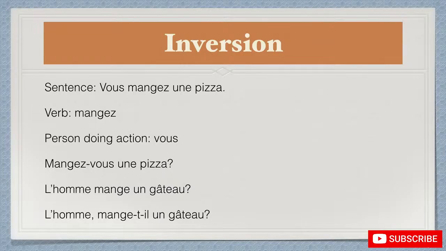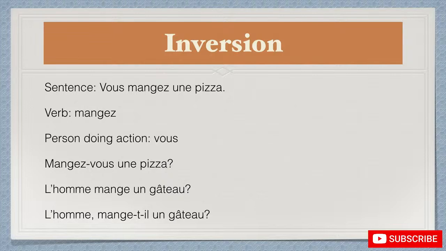And then what we do is we actually switch vous and the verb as it would appear in the regular sentence. So above we have vous mangez une pizza. In the question, we switch manger and vous. So it becomes mangez-vous une pizza. And then you add a little dash in between mangez and vous to show that they're actually connected. So mangez-vous une pizza? Are you eating a pizza, or do you eat a pizza?